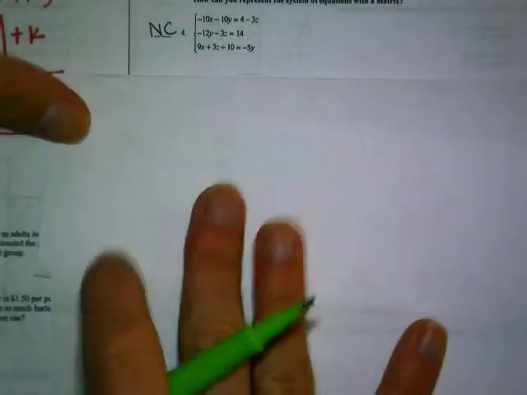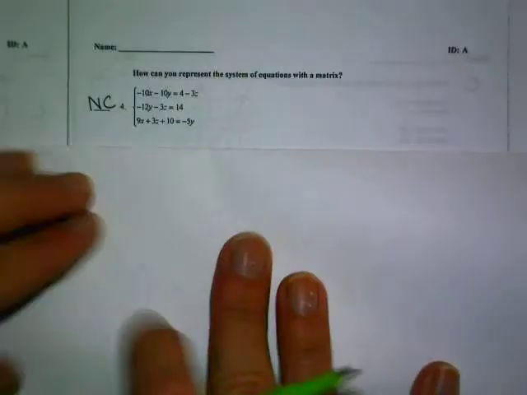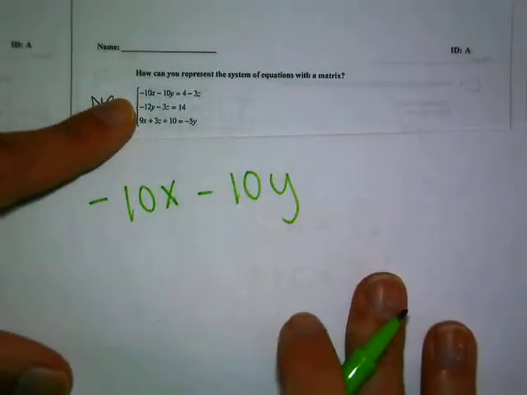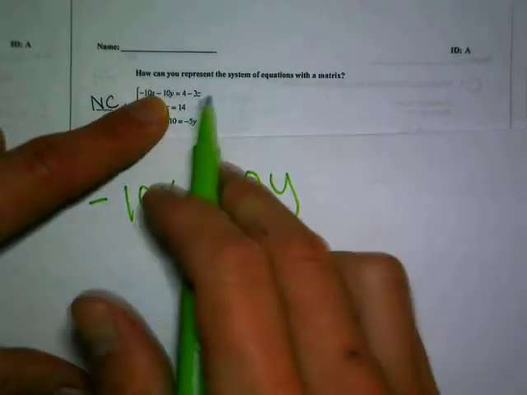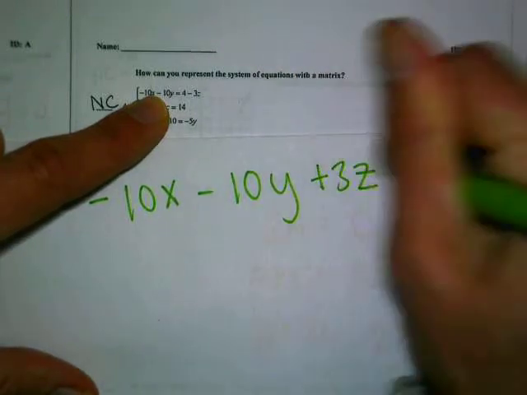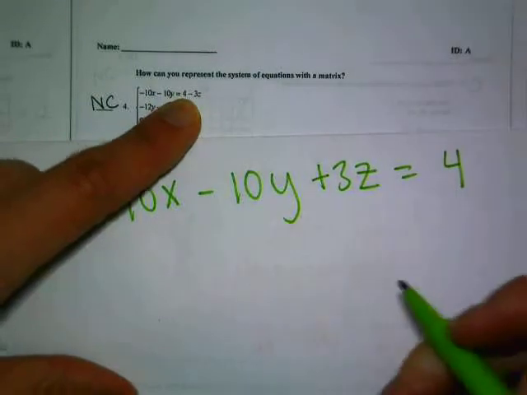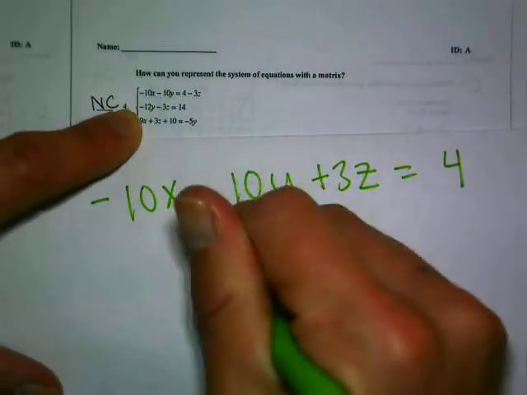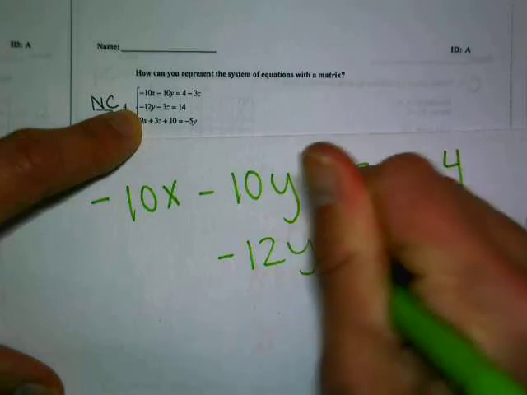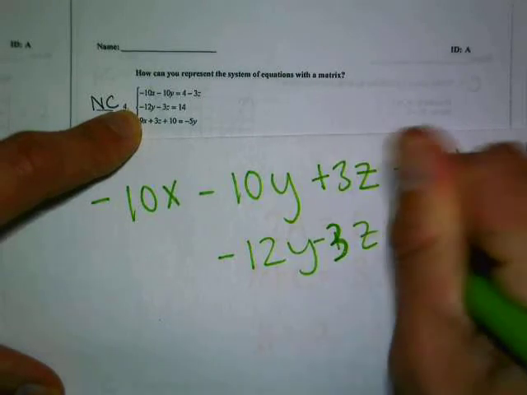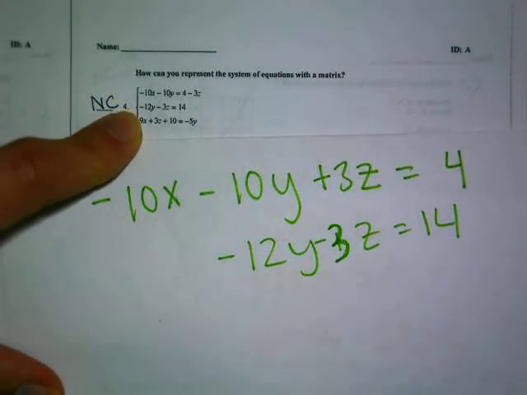Alright, number 4 says, how do you represent the system with a matrix? So this is a non-calculator question. I need to rewrite my system so it's all in order. Negative 10x minus 10y. When I move the z over here, I have to add 3z. So I'm going to move the 3z over and it's going to become positive, equals 4. For this one, I don't have the x, but I do have minus 12y minus 3z equals 14.